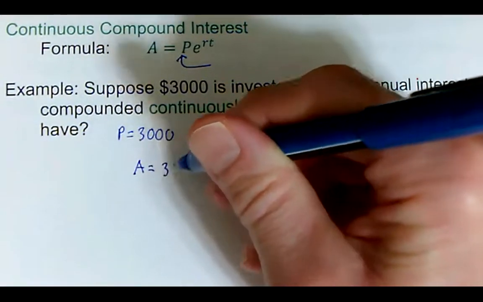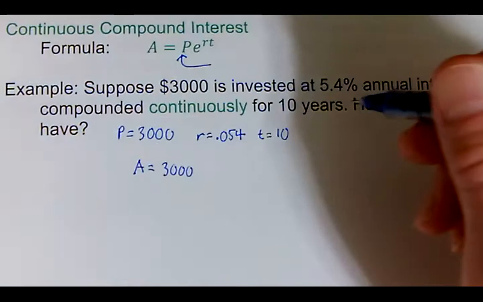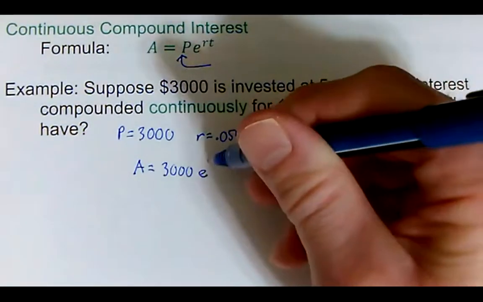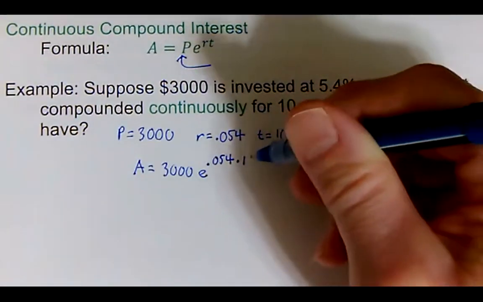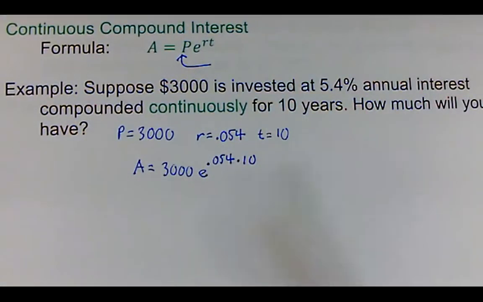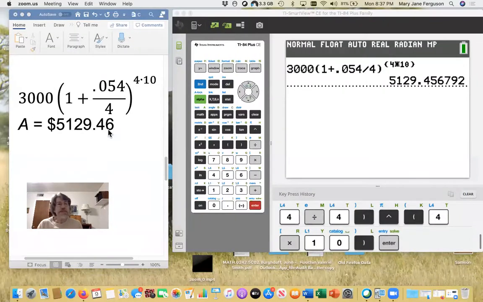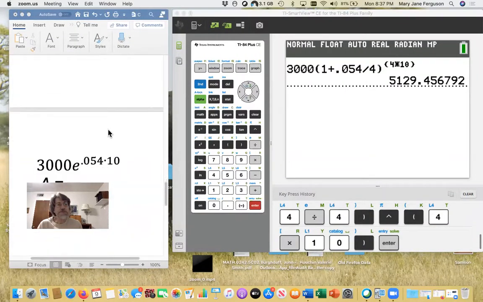So we would have A equal 3,000 e to the 0.054 times 10. Now again, we're going to have our calculator do the work for us once we see where everything gets plugged in. So let me go back over to my calculator view. Give me a second here to switch the camera back and then share my screen. And let's look at the next calculation. I'm going to slide that down.